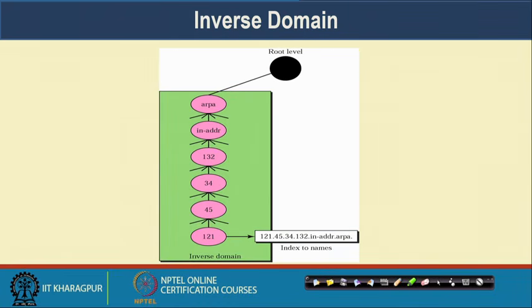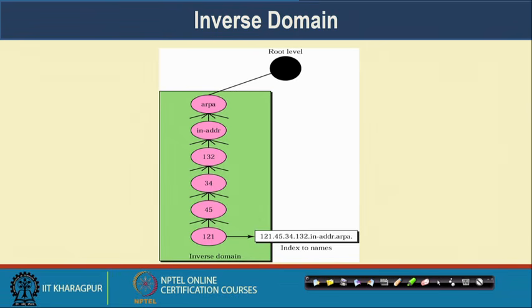For inverse domain, if it is an IP, this server is in in-addr.arpa, and the IP is written in a reverse way. So, 132.34.45.121 is written here as 121.45.34.132 in in-addr.arpa. So, the IP representation is in an inverse way. This is inverse resolution, right.